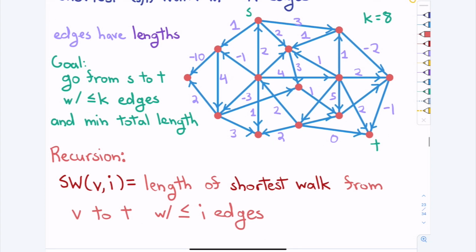I've suggested a recursion here where I just stated the problem we wanted but replaced the extraneous parameters with variables. I wrote SW for shortest walk. This will be the length of the shortest walk from V, one of the input parameters, to T. We'll use the same destination using at most I edges. That's one way to try to break down our problem into smaller problems. Of course, at the end of the day, we want to replace V with S and I with K. That's the answer we're looking for.